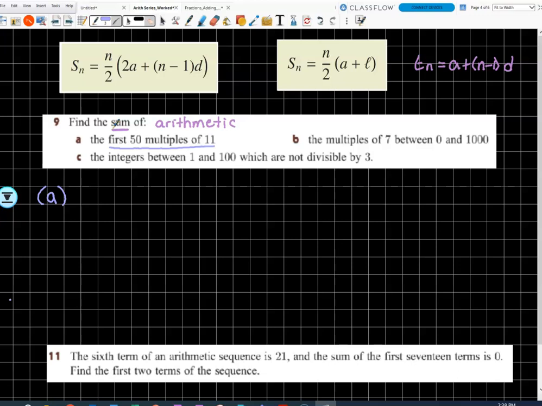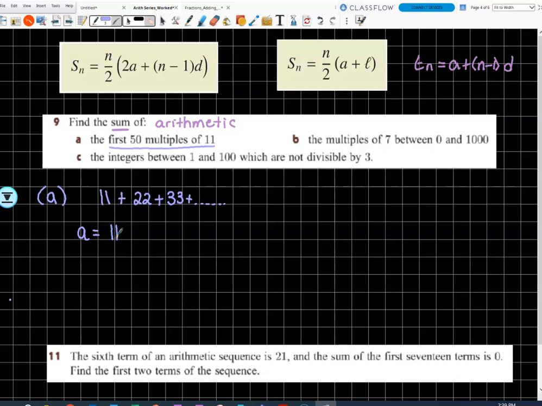We've got these two formulas to play around with. Excellent. We know the first term. The first 50 multiples of 11. Now, it might be that you go, I don't even know what I'm talking about. It's 11. What's the next multiple? Plus 22, plus 33, and so on. Agreed? So, well done. From that, we now know that A is 11.